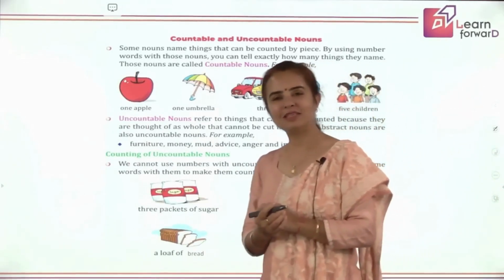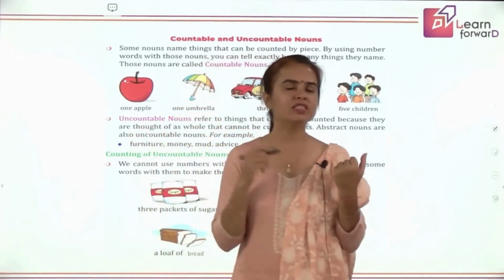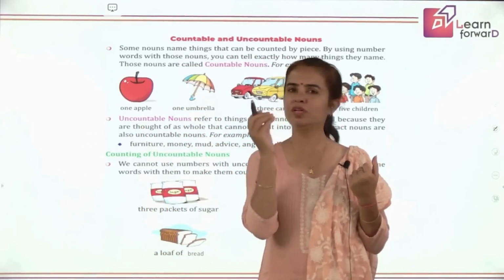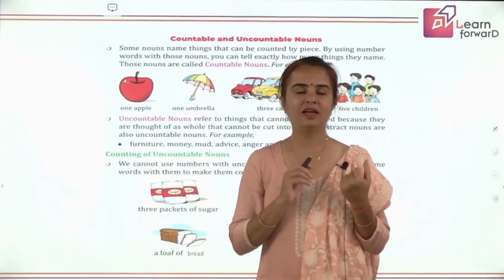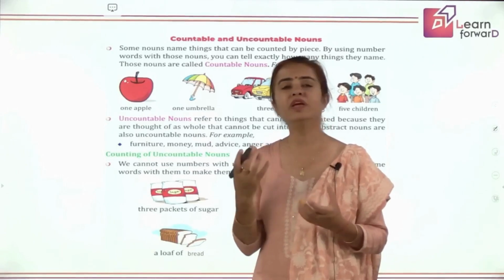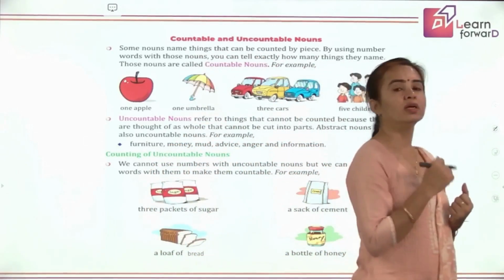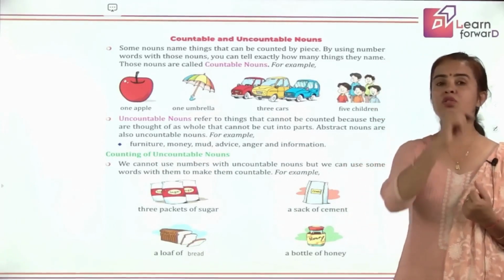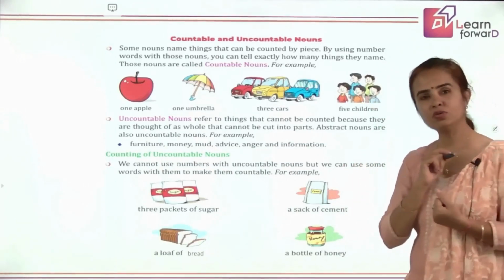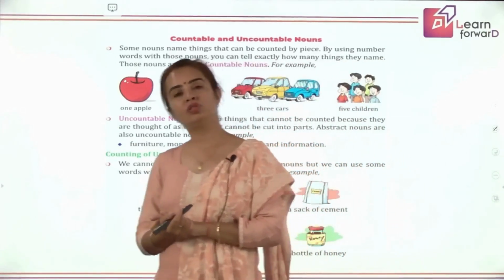So countable nouns. Countable means something that you can count. What is counting? 1, 2, 3, 4, 5, isn't it? And uncountable means that you cannot count. So in what way you can count and what all you can count? If I talk about pencils, if I talk about the students in your class, can you count them? Yes, of course you can count them. So they are countable nouns.